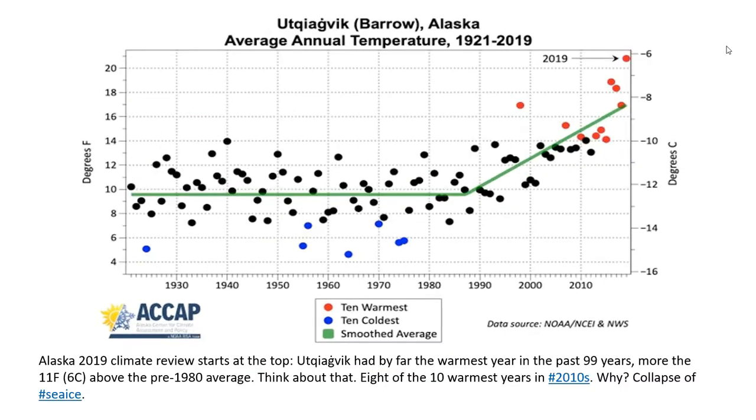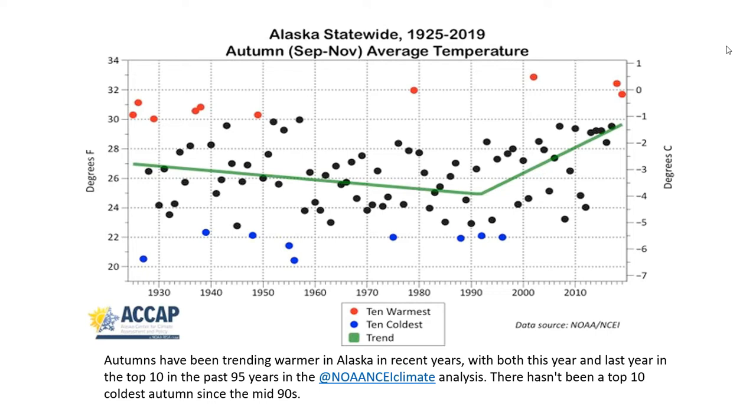Right. Okay. So now let's look at what it says here for autumn. Autumns have been trending warmer in Alaska in recent years, with both this year and last year in the top 10 in the past 95 years. This is in the NOAA NCEI climate analysis. There hasn't been a top 10 coldest autumn since the mid 1990s. This is the last one. And it looks like there's a slight cooling trend and then it warms up significantly.